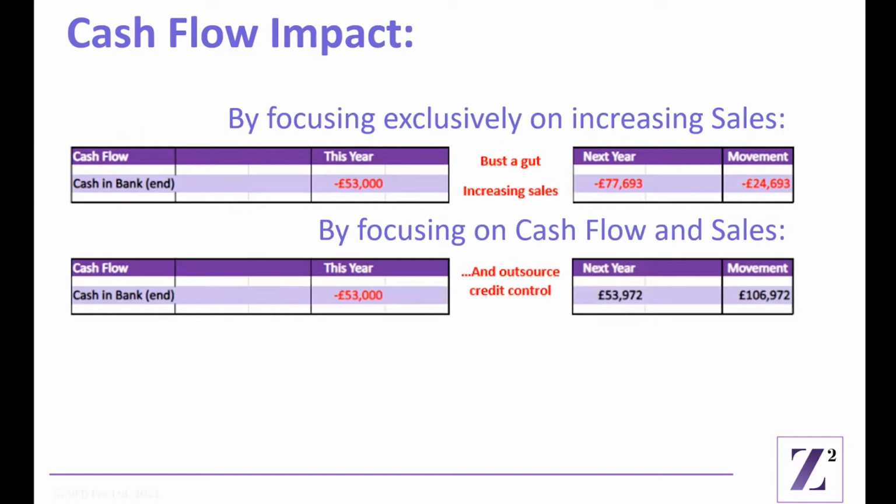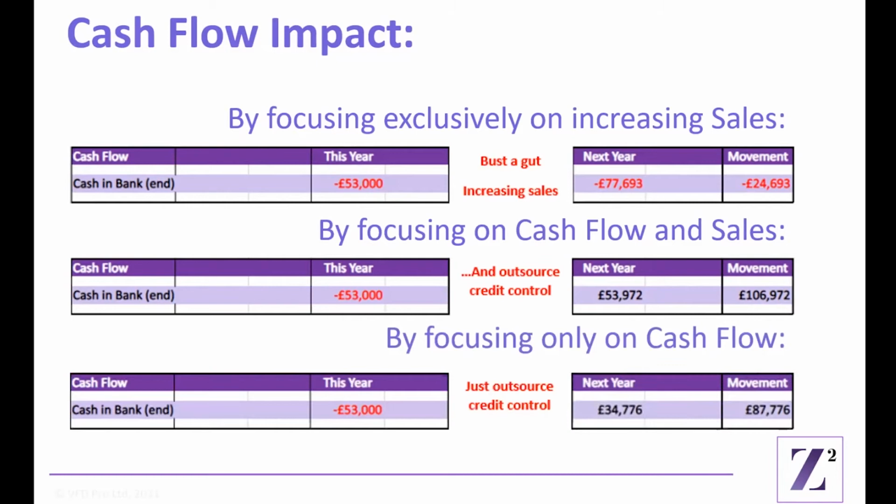We then looked at the impact of focusing on credit control at the same time to improve debtor days. As you can see, this has a massive impact on the overdraft, moving from 53k of debt to a positive balance of nearly 54k. That's a positive movement of £107,000.